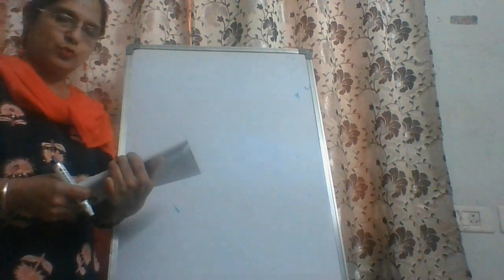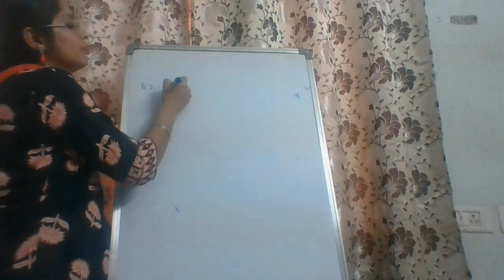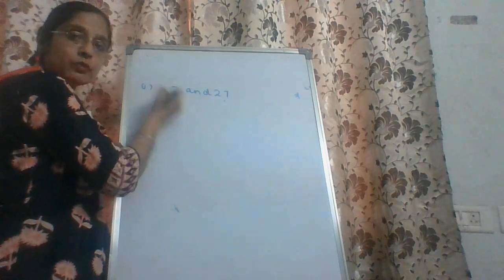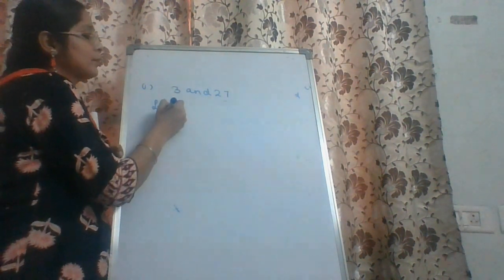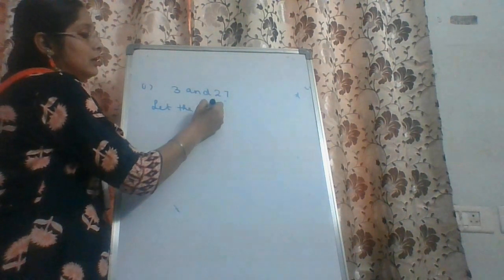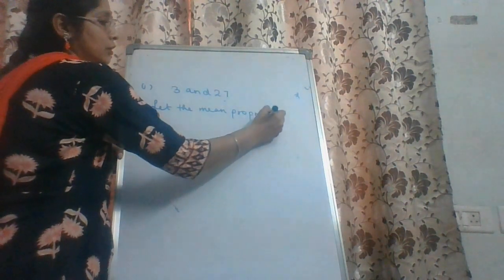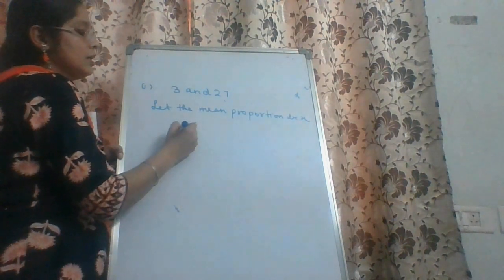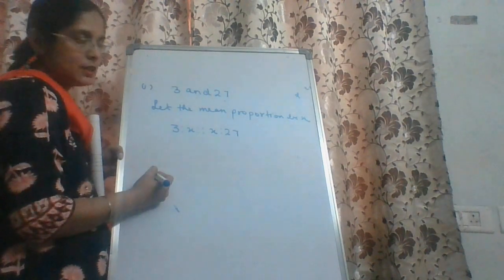Find the mean proportion between 3 and 27. Mean proportion between 3 and 27 means 3 and 27 are the extremes. It is a continued proportion. Let the mean proportion be x. 3 is to x proportional to x is to 27.